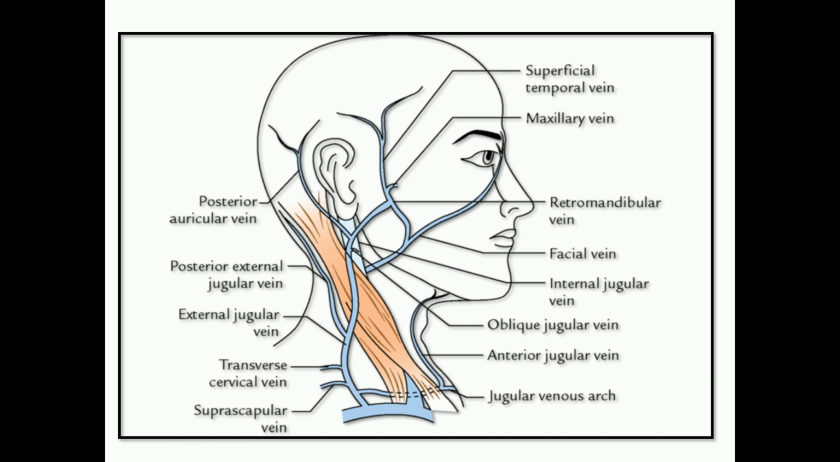Now the external jugular vein, how does it start? It starts near the apex of the parotid gland, just below the angle of the mandible, by the union of the posterior division of the retromandibular vein and the posterior auricular vein. This one is the posterior auricular vein, and this one is the posterior division of the retromandibular vein, and they finally form the external jugular vein. Right? So this one is the external jugular vein.